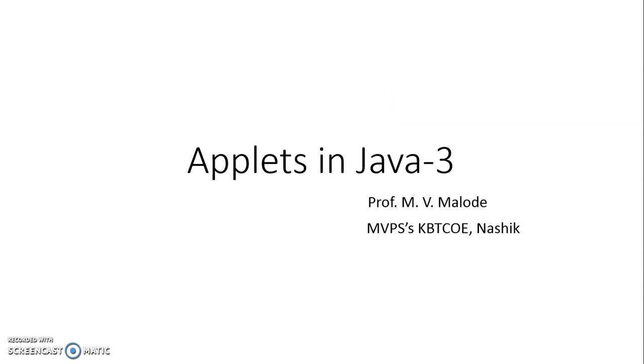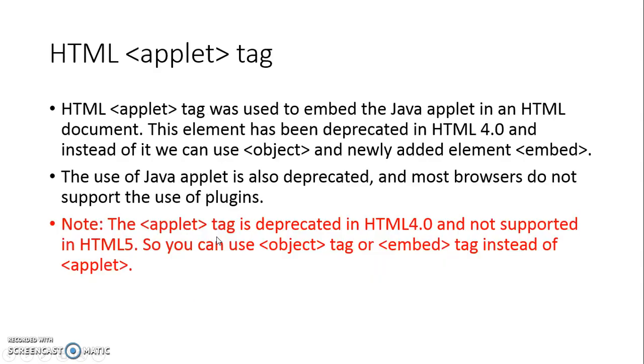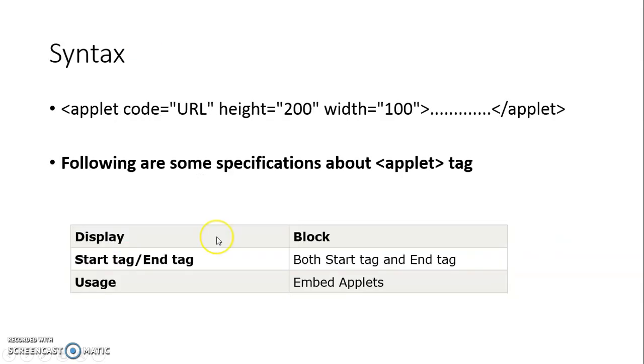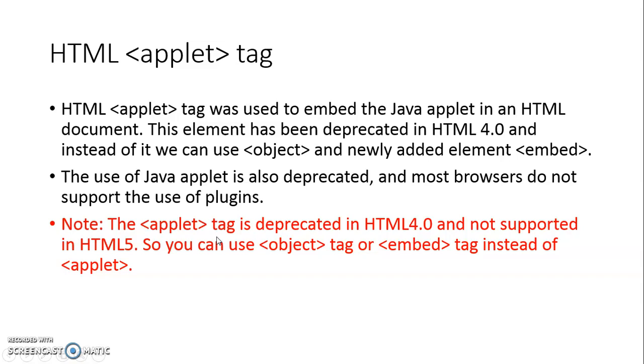Today we will see another concept in applet. So today we are going to see the HTML applet tag. All of you know what is the use of the applet tag. The main use of the applet tag in HTML is to embed the Java applet in HTML documents.